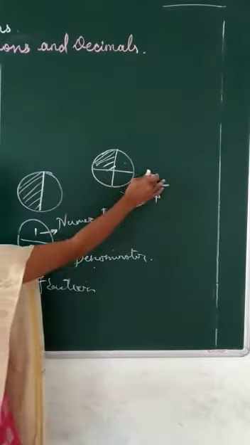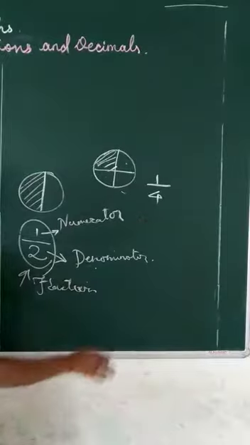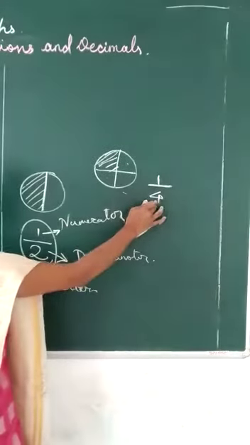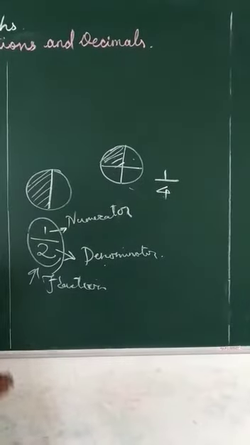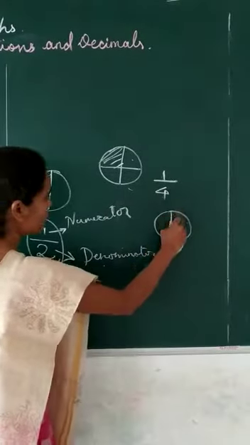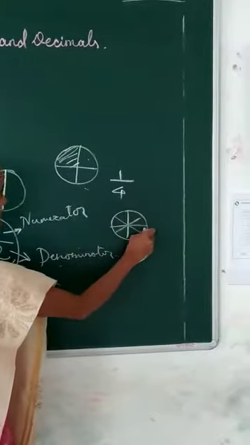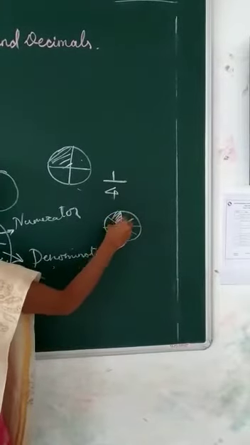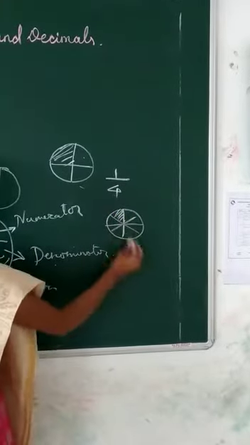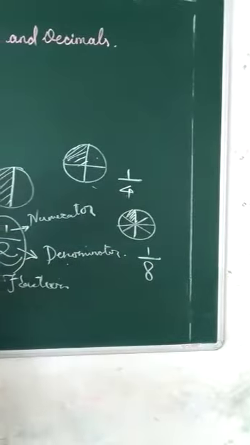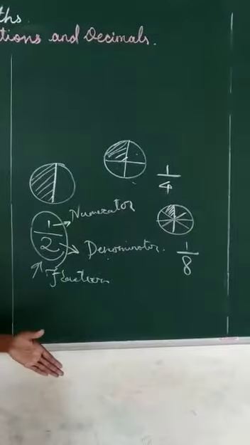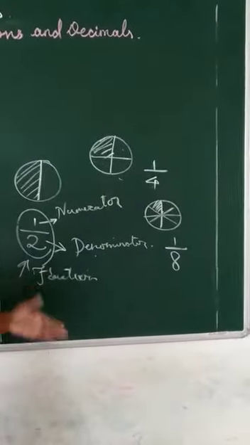So it will be written as 1/4, and it can be read in different ways. And if you have made 8 equal parts, and out of the 8 parts, 1 you have eaten up, what will be the fraction of this figure? 1 out of 8, and it will be written as 1/8.